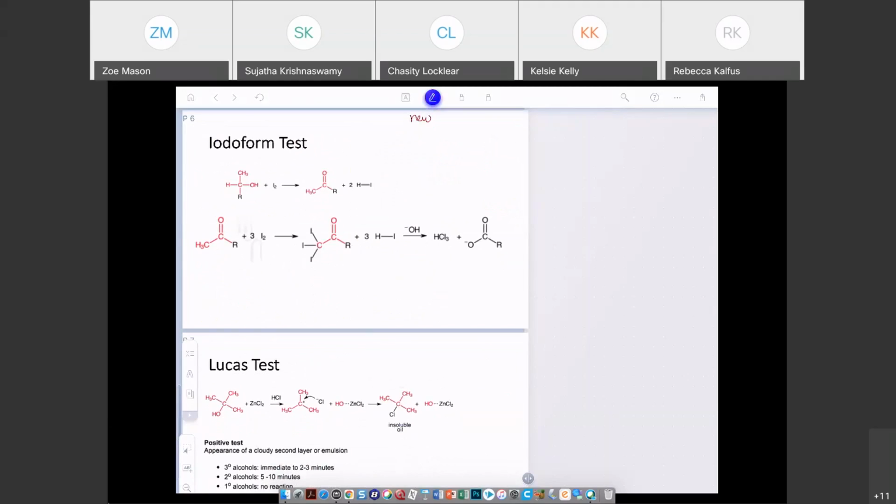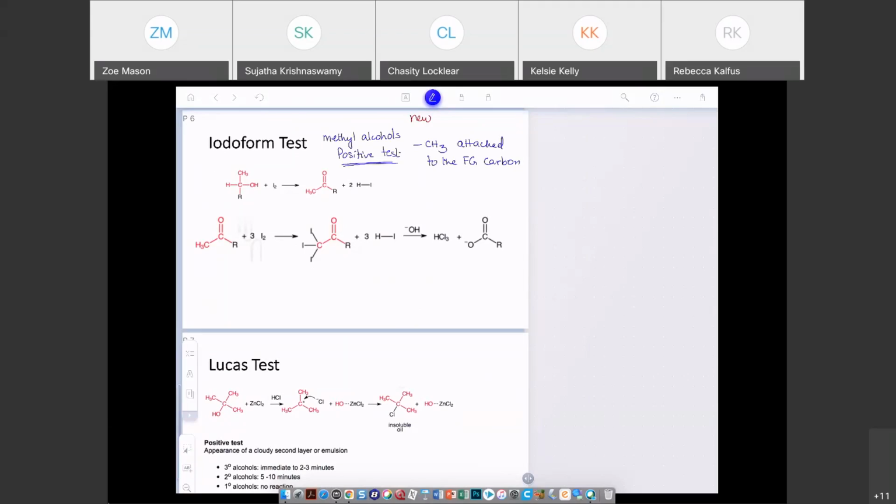This is called the iodoform test. The iodoform test is very specific for one kind of alcohol, which are called the methyl alcohols. In other words, if you have a methyl group attached to the functional group carbon, it's going to be a positive test.